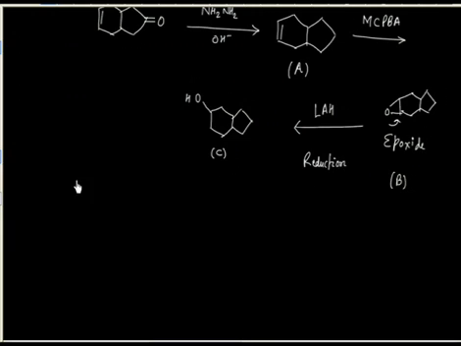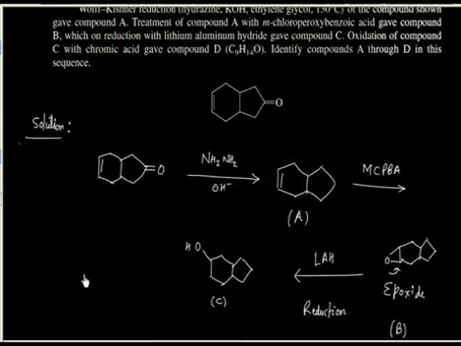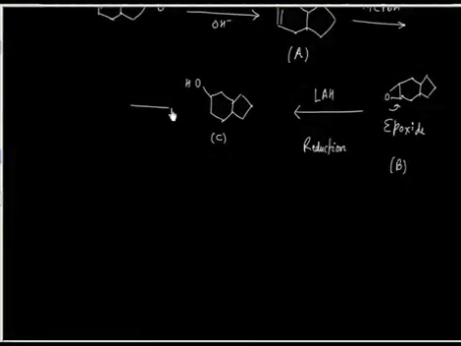Now the next part says oxidation of C with chromic acid gives D. So this is chromic acid, H2CrO4, and this is a secondary alcohol. This will be converted into a ketone. So finally we'll have a ketone. So the final product is a ketone. So here you have a ketone.